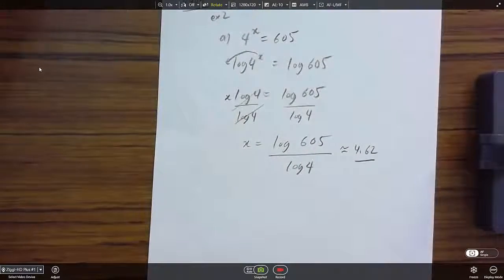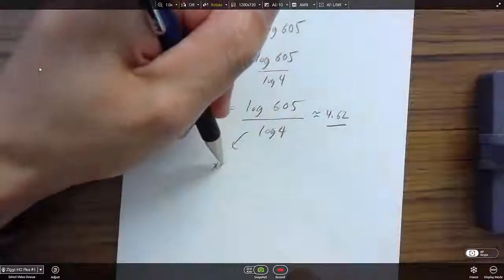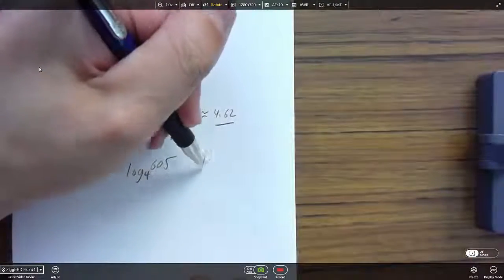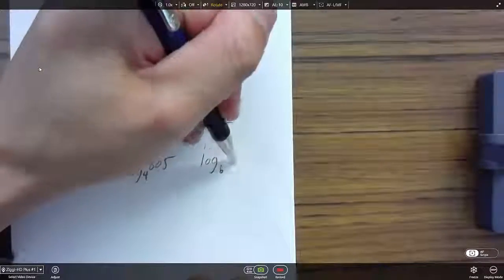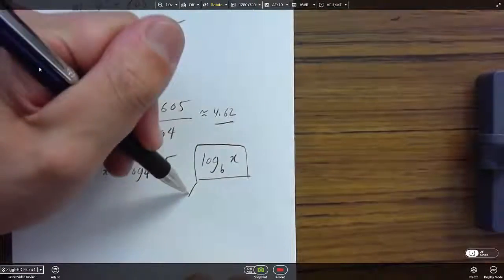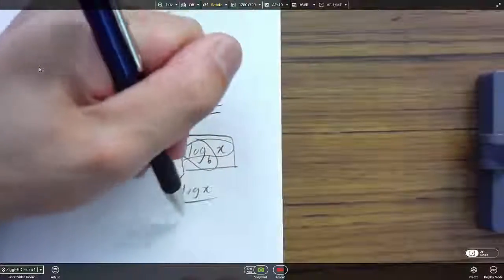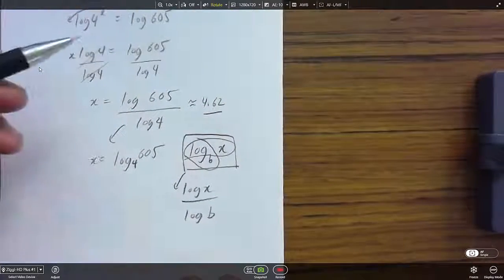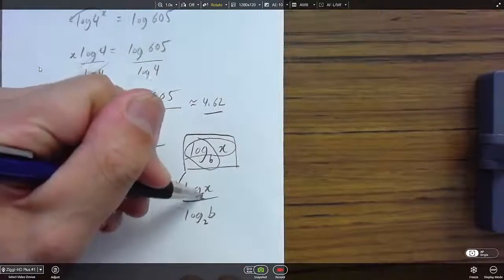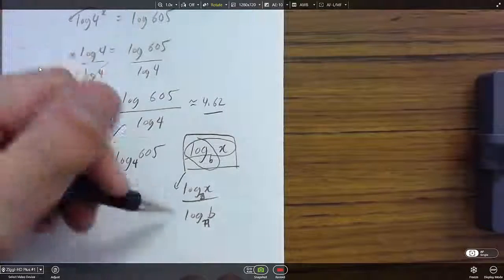And one thing to know, however, if you don't have a calculator and you're asked to show some alternate form, another version of this would be x is equal to log base 4 of 605. So in general, when we have log base b of x, we can break it down to log x over log b. What's amazing here is that you can even change the base to whatever you want. I could change it to base 2, base 5, base pi as well. Any number, as long as it's the same. This is called the change of base rule.